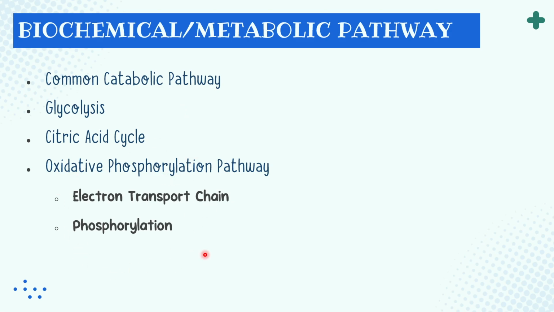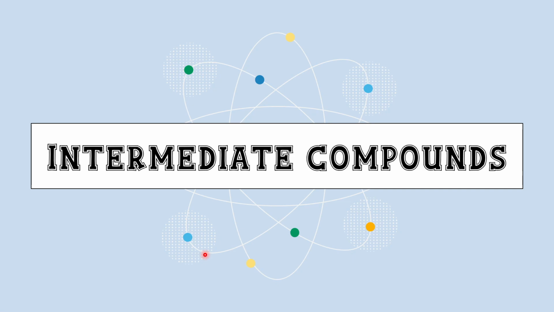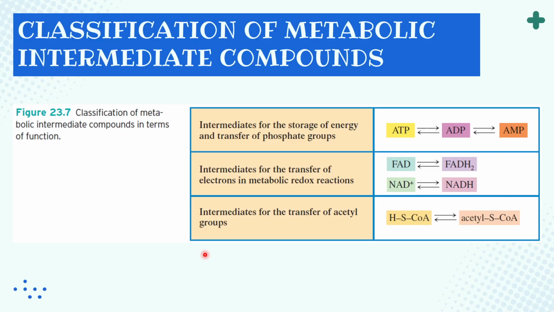So, before we actually discuss your pathways, we need to know first the presence of your intermediate compounds and what their different roles are, because these intermediate compounds play a very important role in terms of the reactions catalyzed in each step of your pathway, and you will get to encounter them in almost every enzymatic reaction. So these are our intermediate compounds, and they are classified into three in terms of their function.